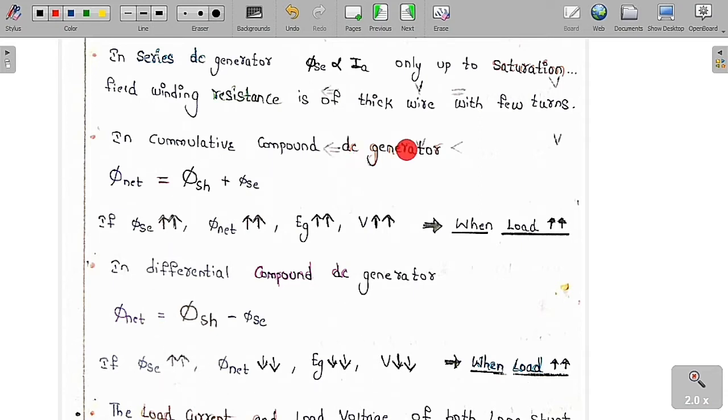In a cumulative compound DC generator, net flux is equal to phi SH plus phi SC. As the load increases, ISC increases, so phi SC increases, so net flux increases, so EG increases, so V increases. Whereas in a differential compound DC generator, the net flux is equal to phi SH minus phi SC. As the load increases, ISC increases, so phi SC increases, so net flux decreases, so EG decreases and V decreases.